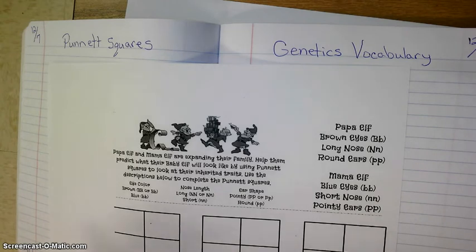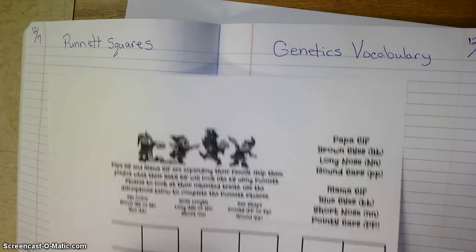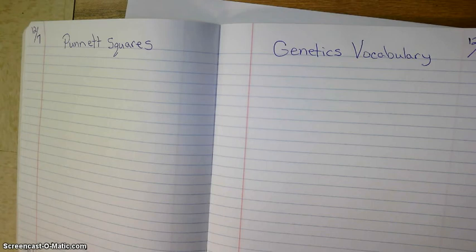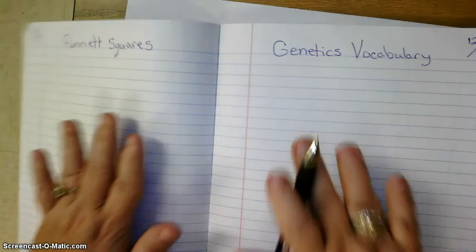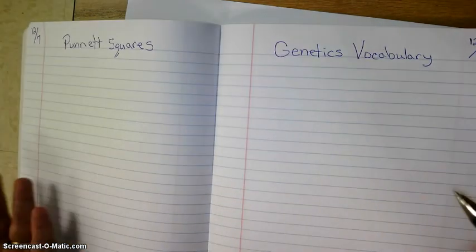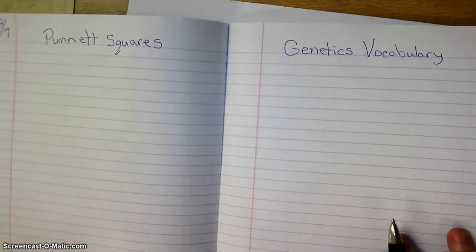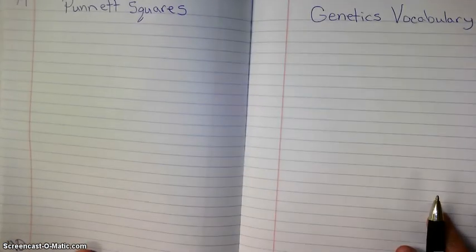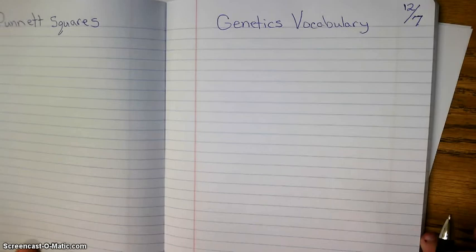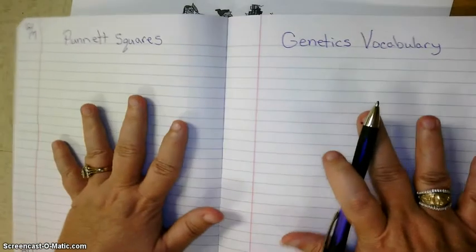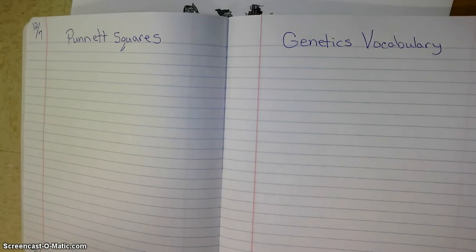So before we do that, I want you to open your journal to pages 40 and 41, and if 40 and 41 are not side by side, I want you to skip a page so that you can have a side-by-side page. So Punnett squares is going to go on page 40, and genetic vocabulary is going to be on 41, so that they are side by side. We're going to define some of these terms as we use some of these terms.